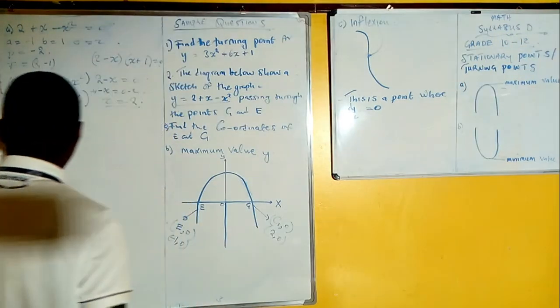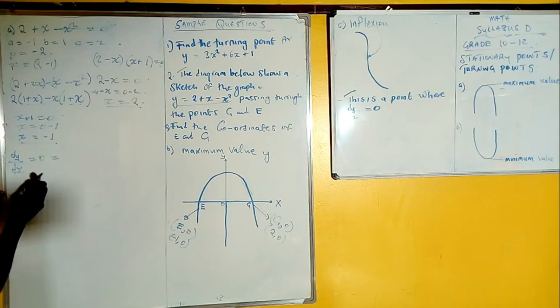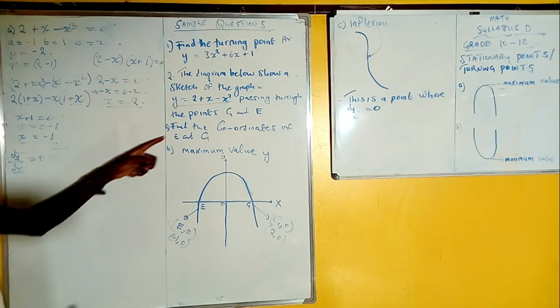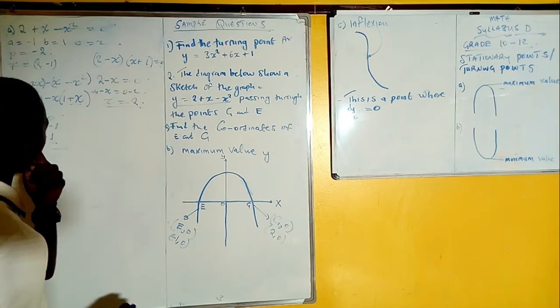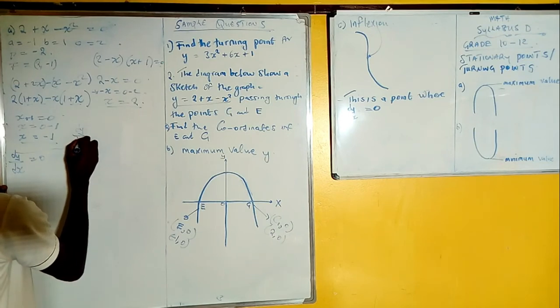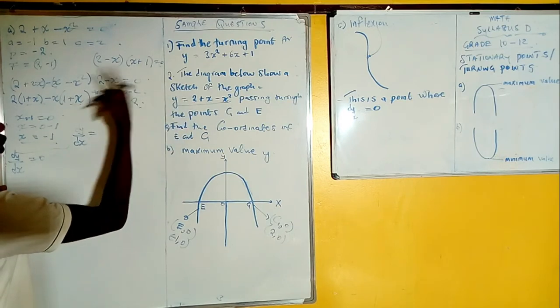x is equal to 0. So we are simply going to say, okay, dy by dx is equal to 0. So the first thing that we are going to do now is differentiate this equation here. So dy by dx of this equation here, this is a constant, it will be 0, so we ignore it.